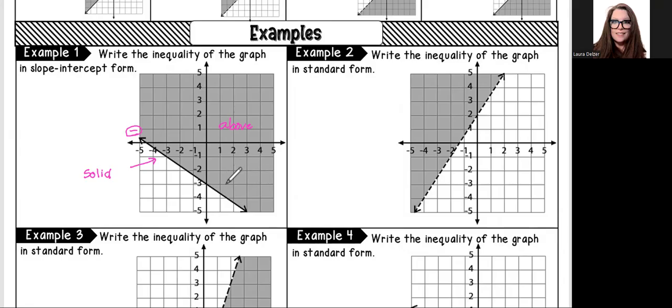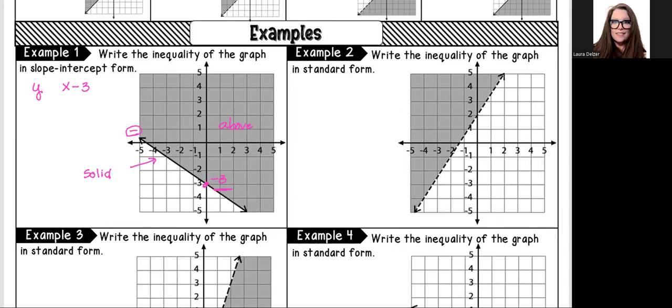Another thing I'm going to do is grab my y-intercept. So it's crossing right here at -3. So when I go to write my basic equation, I'm going to write my y and my x. This is -3, so I'm going to go ahead and write my -3. I left some room here to write the inequality and whatever slope goes in front of my x.